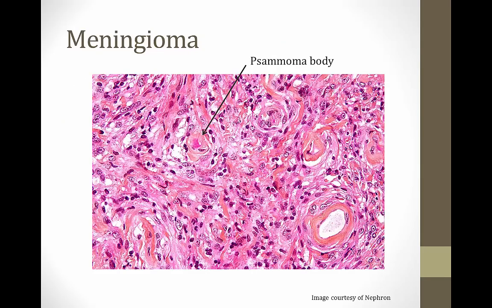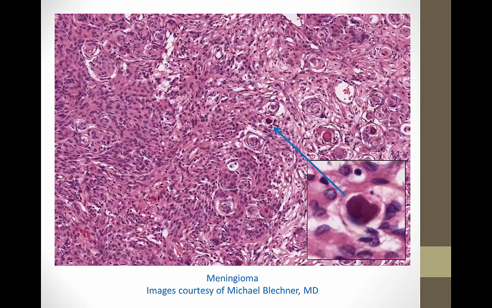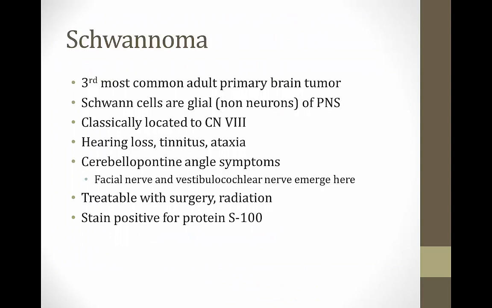Under the microscope, meningiomas have cellular material that's pretty evenly distributed, and then they have these little collections of calcium, which are called psammoma bodies, and you can see an example of one of those right here. And this is another example of a psammoma body, and I've zoomed in on it to show you what it looks like up close. Next, we'll talk about schwannomas.